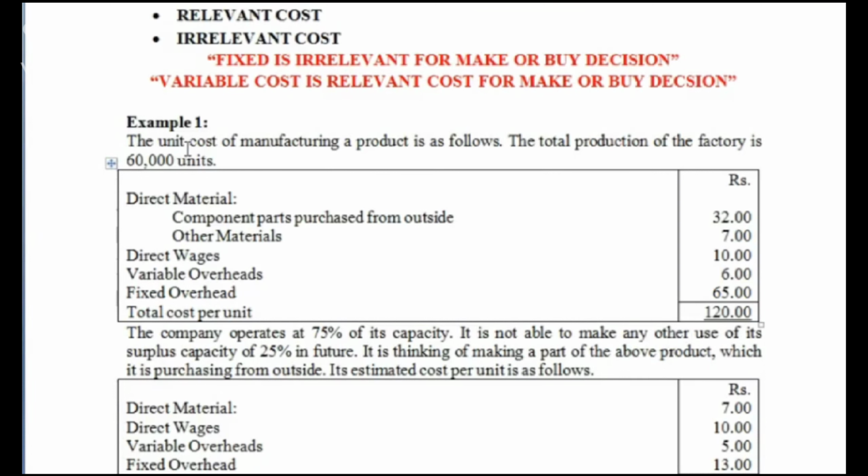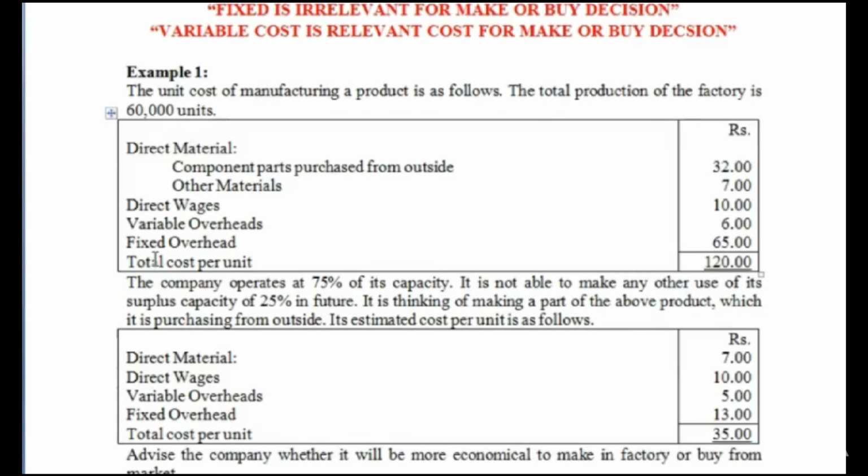The unit cost of manufacturing a product is as follows. The total production of the factory is 60,000 units. Direct material is of two kinds: component parts purchased from outside and other material. So one component part is purchased from the outside. Clear?